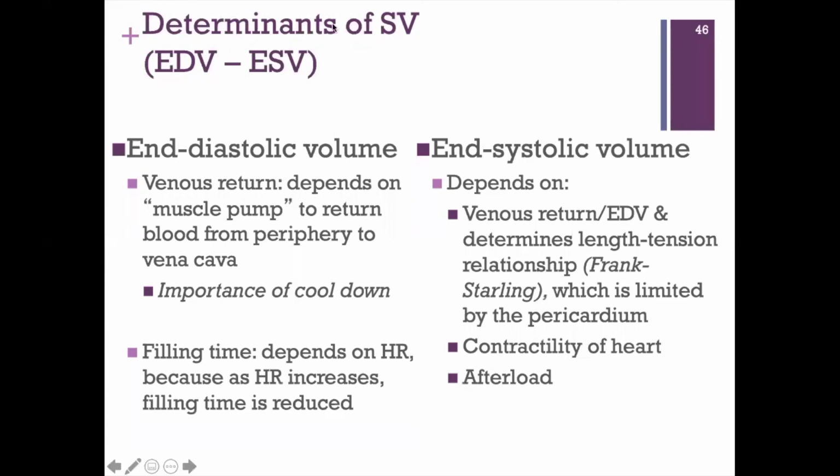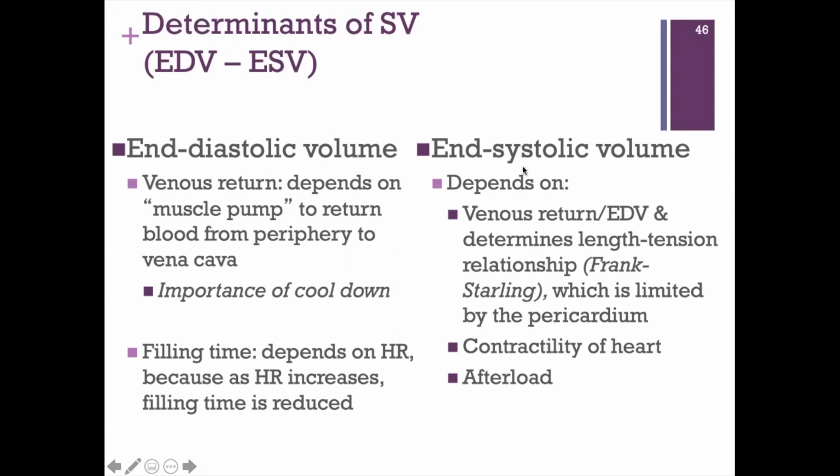So remember, our determinants of stroke volume were the end diastolic volume minus the end systolic volume. The end diastolic volume was that venous return, and it depends on the muscle pump being able to return more blood from the extremities into the vena cava to be able to return it back into the heart. Right? The filling time, how long it takes to fill, depends on how the heart rate is, because as the heart rate increases, the filling time is reduced. So it fills up more quickly to be able to pump it out.